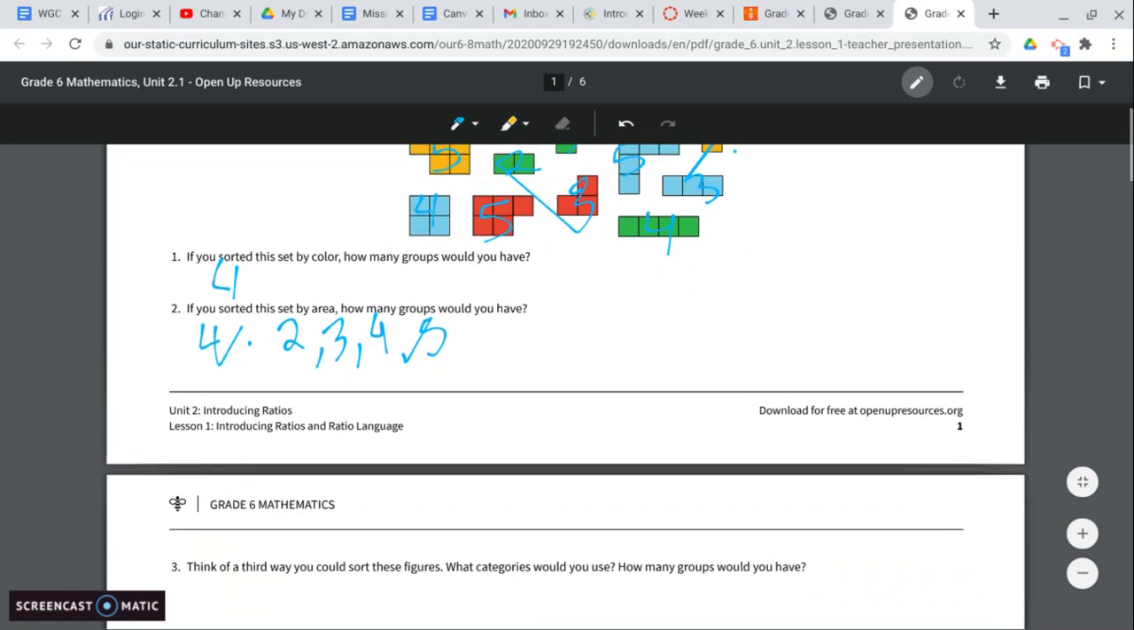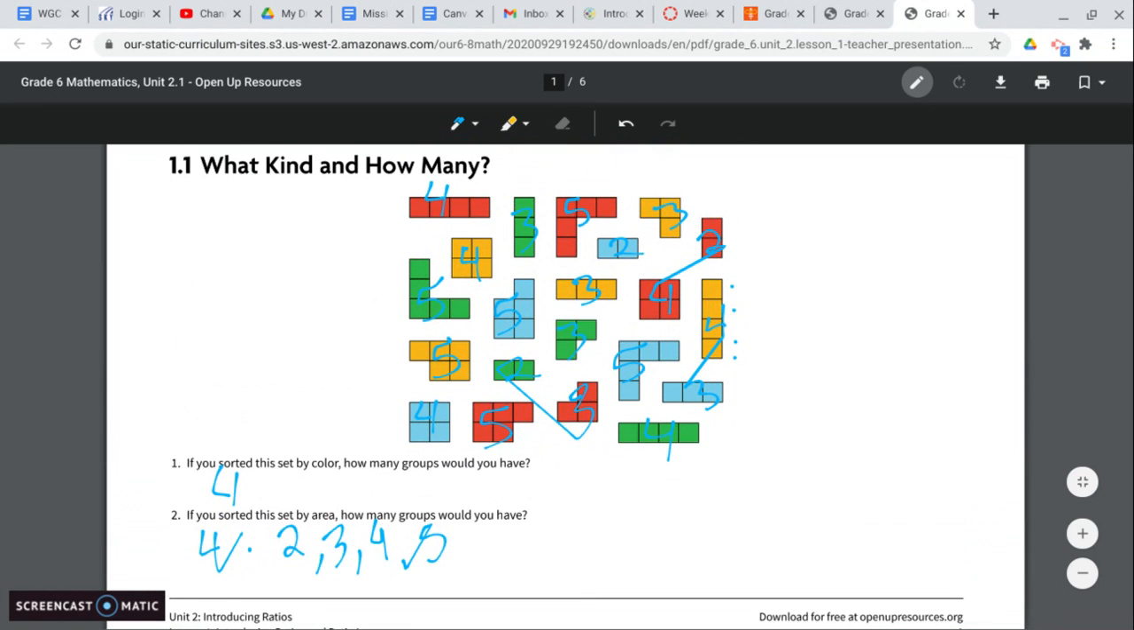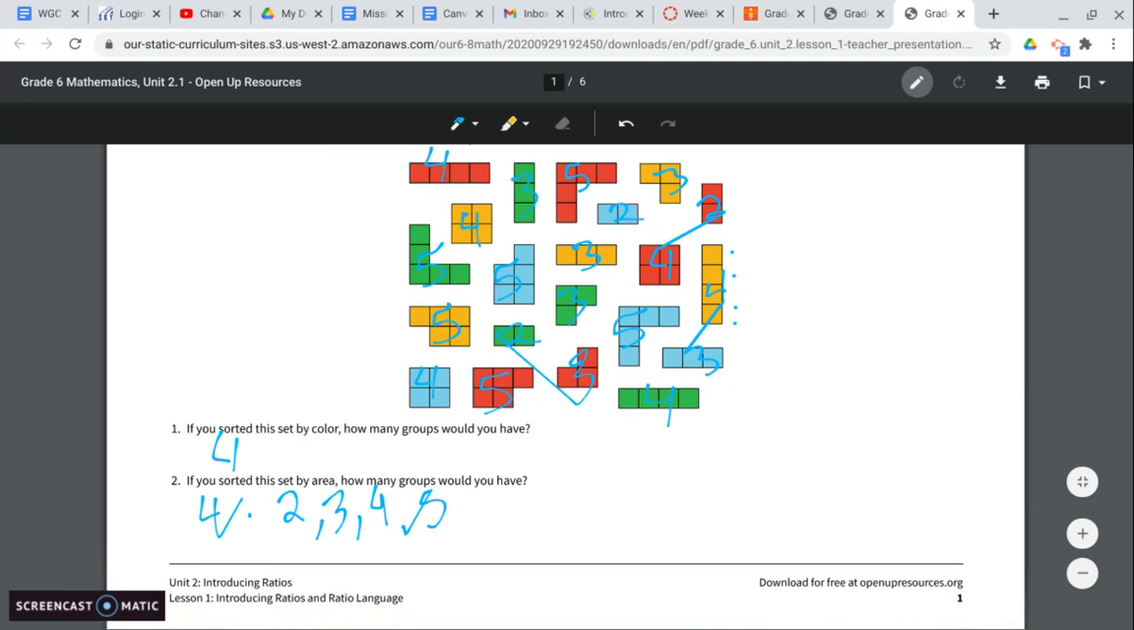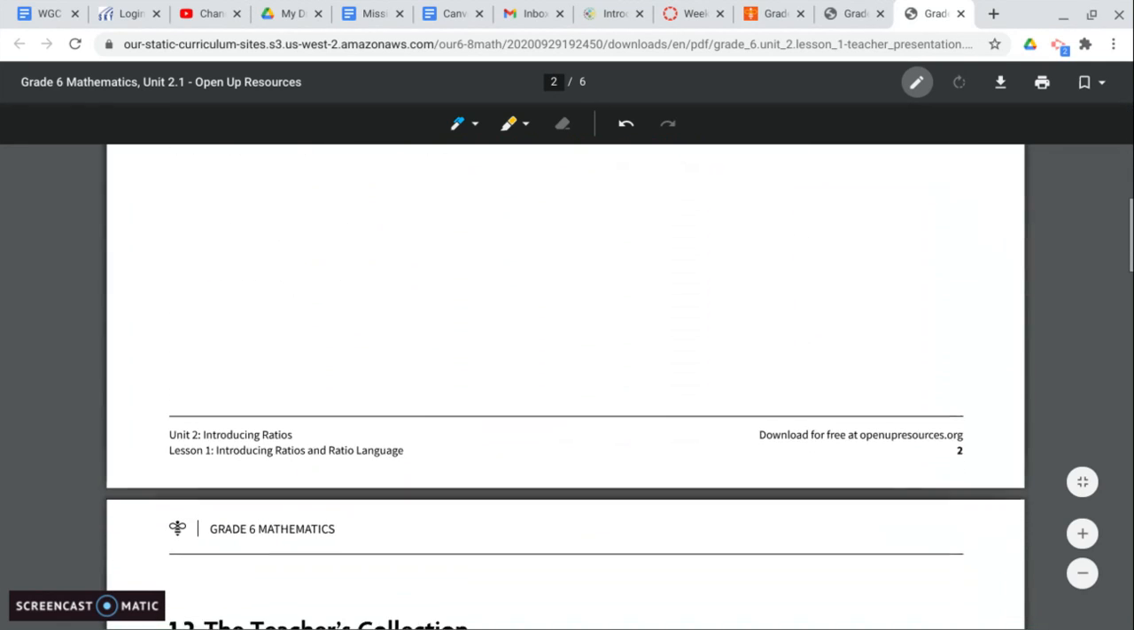Next is think of a third way we could sort these figures. If we tried to sort them in a different way, what other ways could we sort them? There are different ways we could do this. One would be rectangles versus non-rectangles. We could also look at it as squares, rectangles, L shapes, and 2 different squares together. We could also look at cool colors versus warm colors. There's a whole plethora of possibilities that we could use for this.